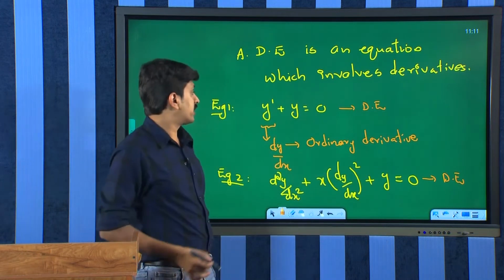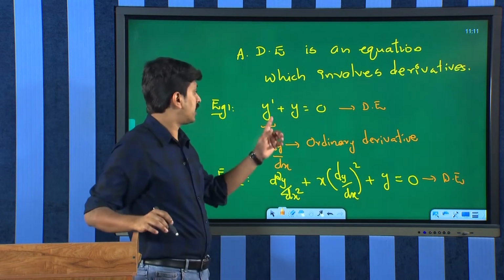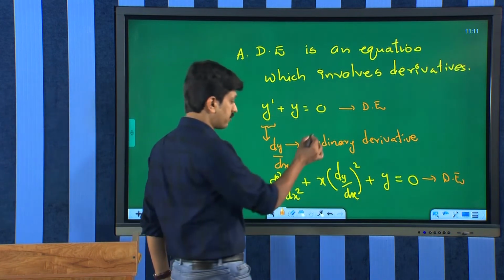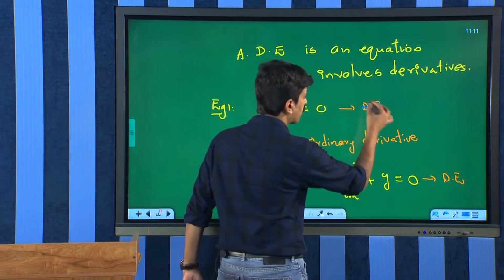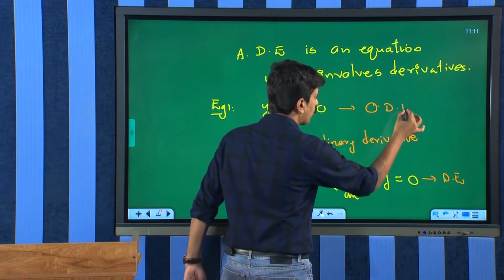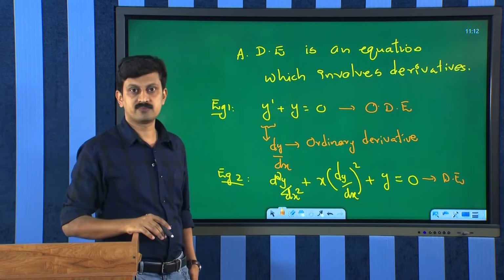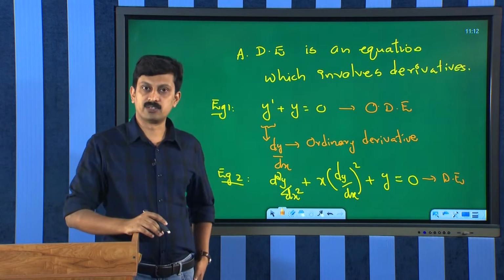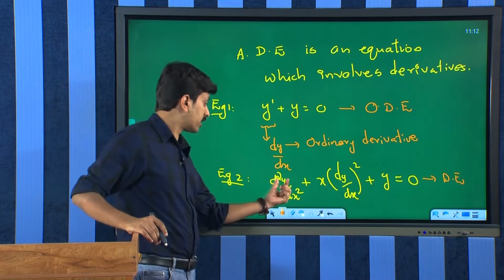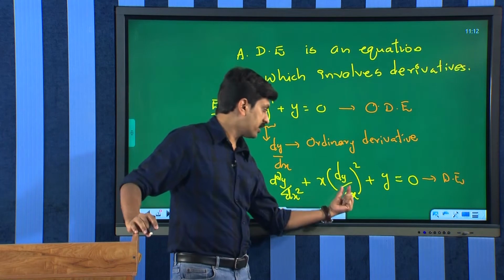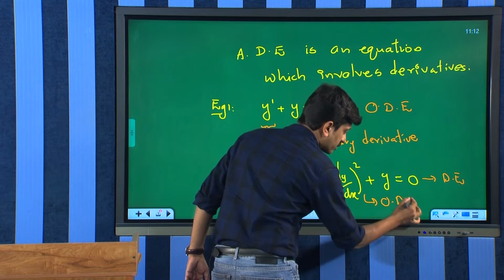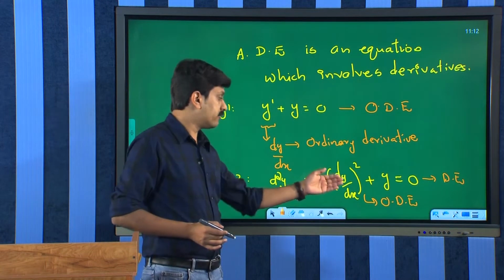Because that is an ordinary derivative, this differential equation is one which consists only of ordinary derivatives. Therefore, we can call this an ODE, that is, an ordinary differential equation. See here we have d square y by dx square, the ordinary second order derivative, and the ordinary first order derivative. This is also an ODE, because it is a derivative of a single variable function.